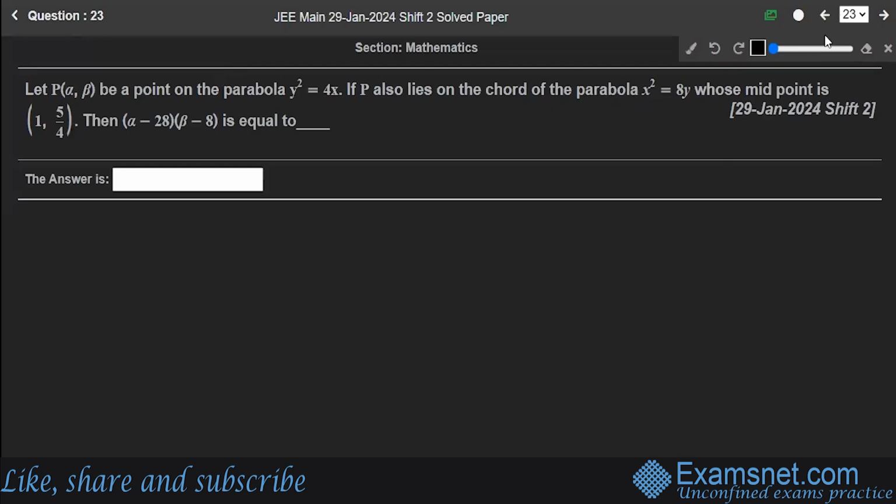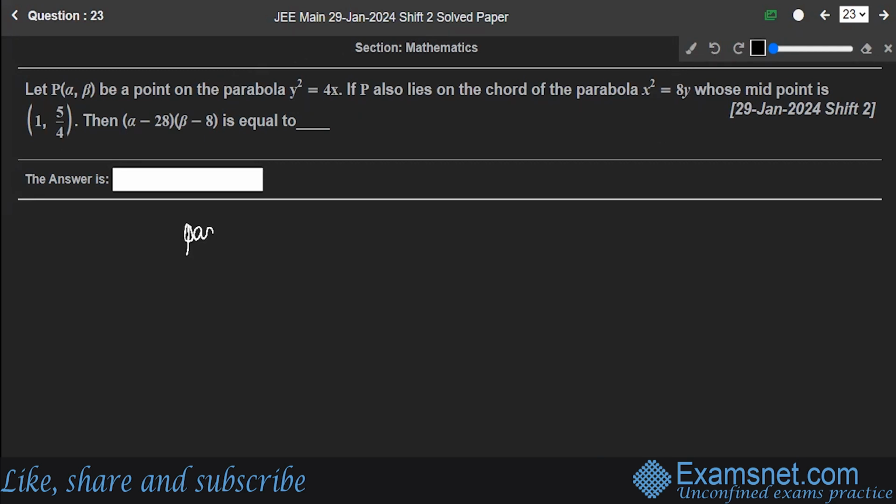Question number 23: let P(alpha, beta) be a point on the parabola y squared is equal to 4x. If P also lies on the chord of the parabola x squared is equal to 8y, whose midpoint is given to you, then what is the value of the product of (alpha minus 28) into (beta minus 8)? You have two parabolas over here, number 1 and number 2. You are given this parabola and you want to know the chord of this parabola when you are given its midpoint.